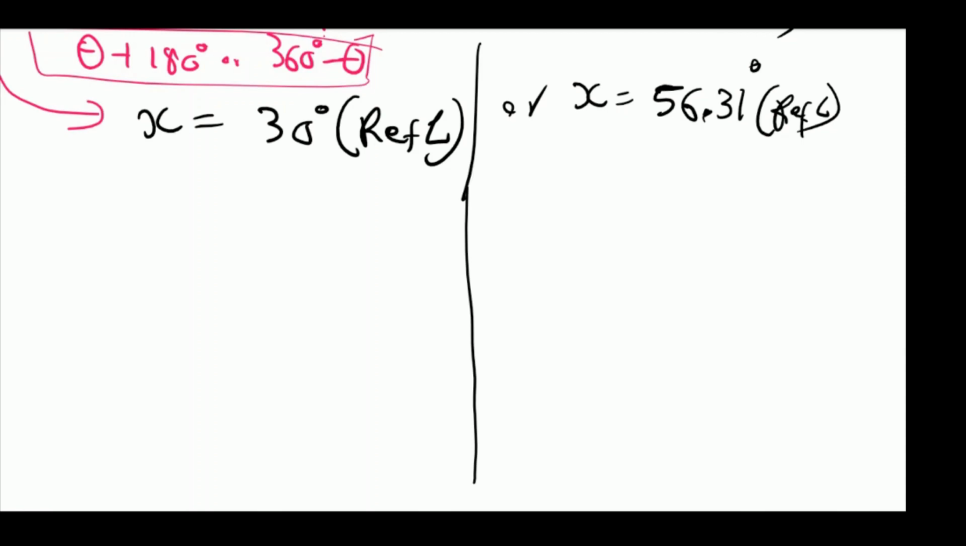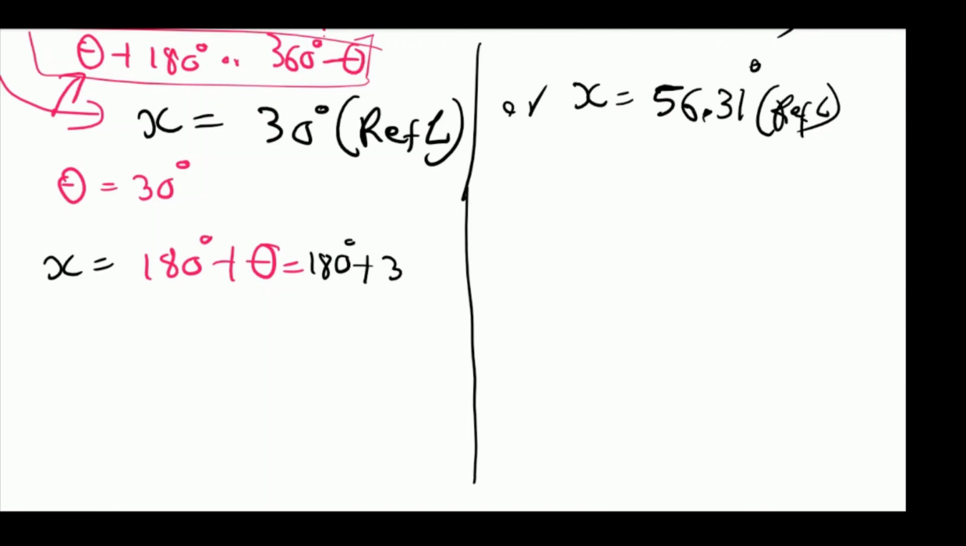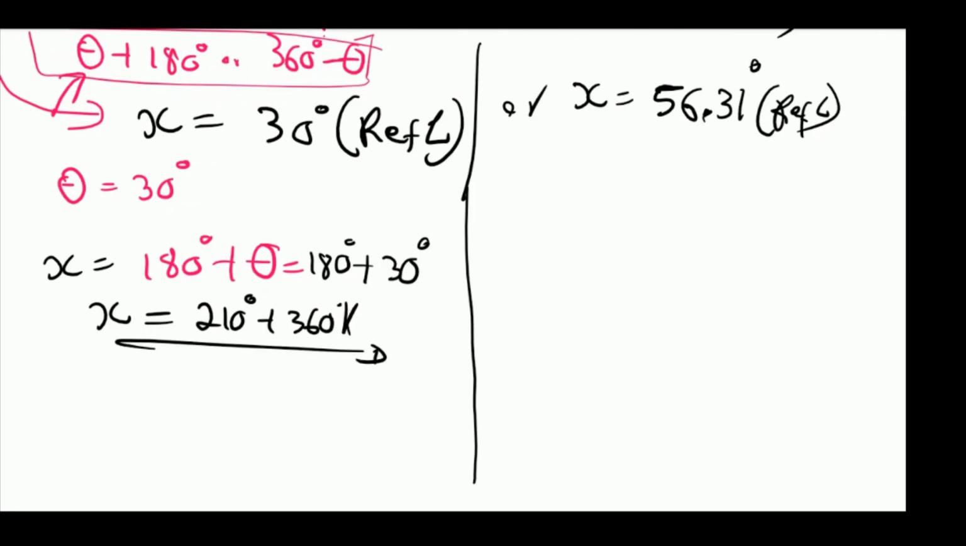So as I said, these are the angles you're going to use: 180 plus theta and 360 minus theta, of which your theta in this case is going to be your 30 degrees, which is your reference angle. So x will simply be equal to 180 degrees plus theta, which is 180 degrees plus 30 degrees, right? So your x value in this case is going to be 210 degrees plus 360 degrees of k, right? So this is the first solution, and then the second solution is this one.